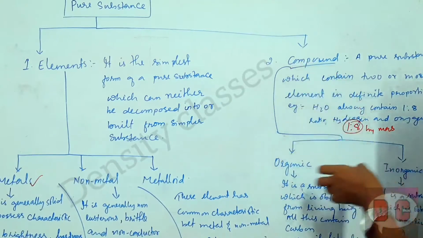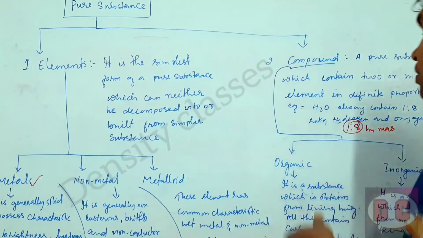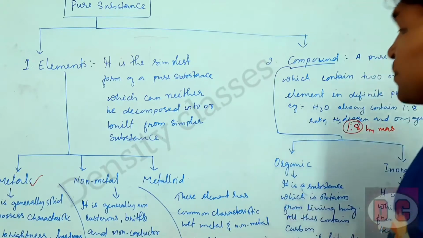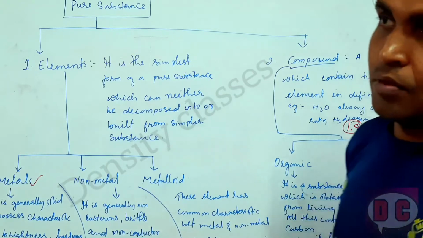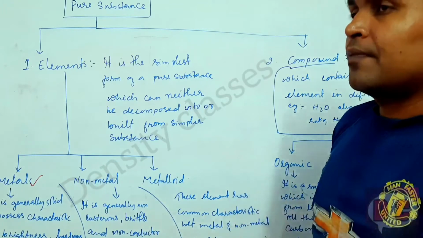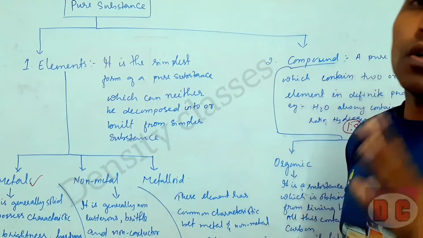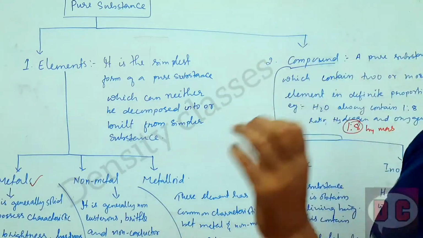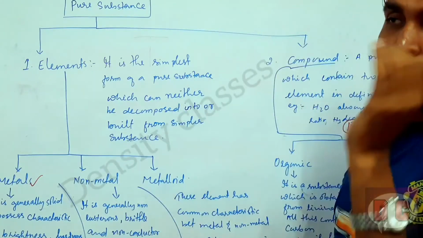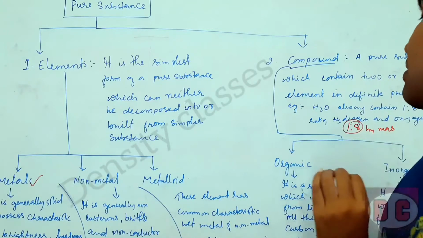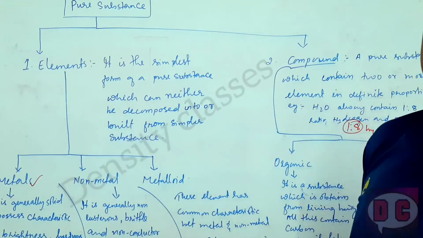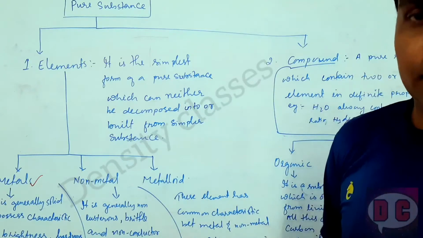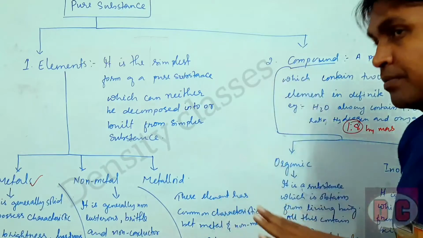Now compounds are again classified into two: organic compounds and inorganic compounds. Very important, you should know it. Organic compounds are those substances which we obtain from the remains of living beings or plants. And all the organic compounds have one thing in common. What is that? All the organic compounds contain carbon. Very important, you should remember it.